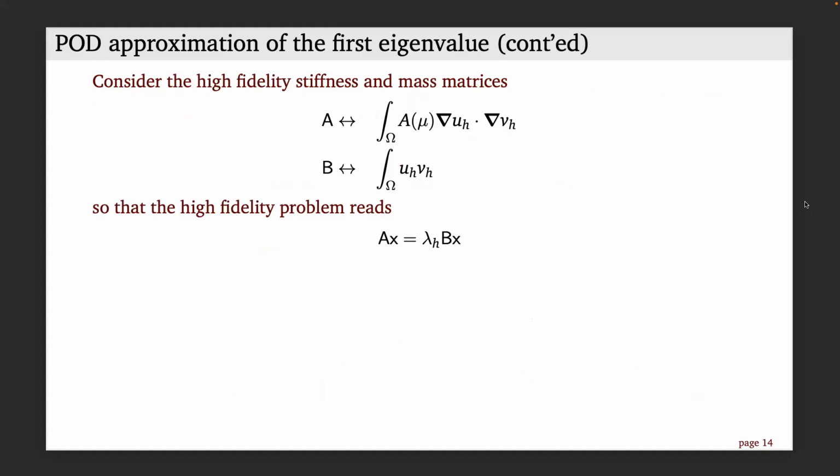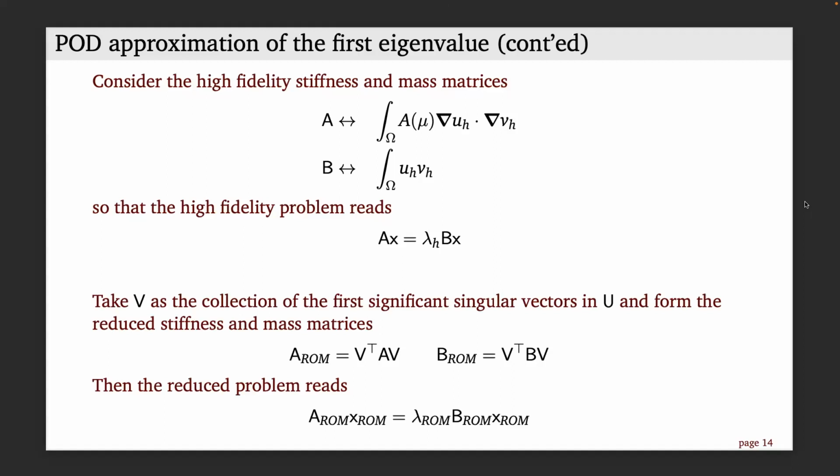The standard high fidelity problem, as I said before, is a generalized eigenvalue problem with two matrices A and B corresponding to my bilinear forms. And the reduced problem, this is the typical thing that you do for the POD, is just the projection of the continuous problem onto the discrete space. So once you form the reduced matrix V, which is the collection of the first significant singular vectors coming from the previous decomposition, then A ROM, reduced order, is V transpose AV, and B ROM is V transpose BV, so that the reduced problem is just the generalized eigenvalue problem corresponding to A ROM and B ROM.